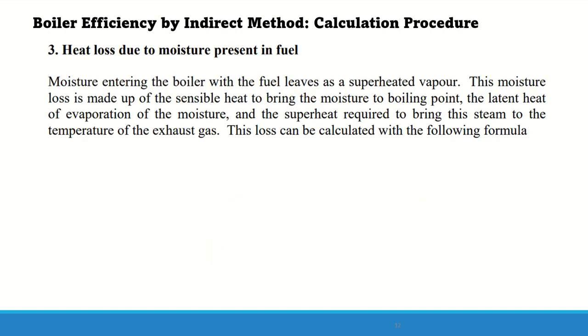Then the next loss is heat loss due to moisture present in the fuel. For example, in a storage unit, the coal is stored in a particular manner. During the rainy season, or for some applications, we add moisture. Therefore, moisture content is also present in the fuel. The moisture loss is made up of sensible heat to bring the moisture to boiling point, the latent heat of evaporation of the moisture, and superheat required to bring the steam to the temperature of the exhaust gas. This loss can be calculated with the following formula.